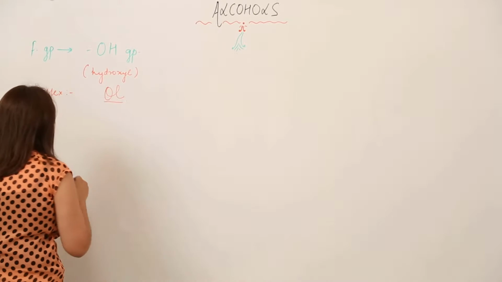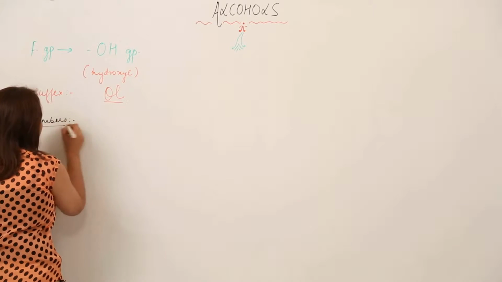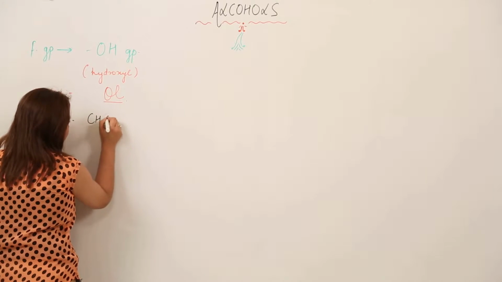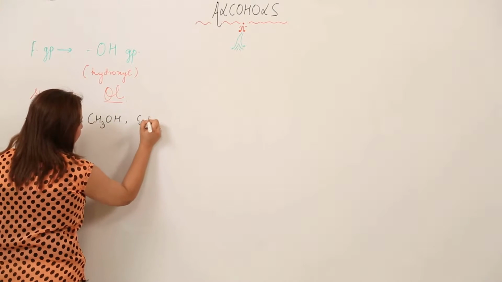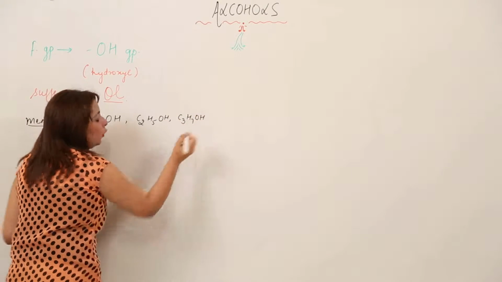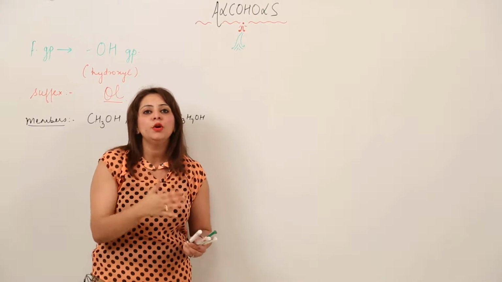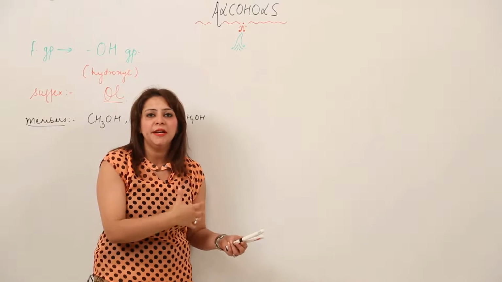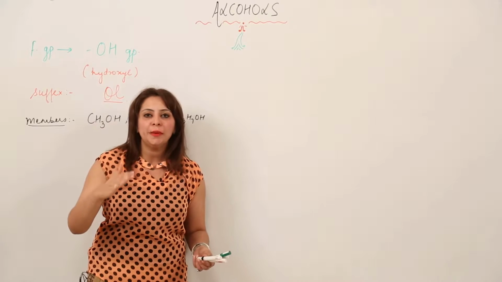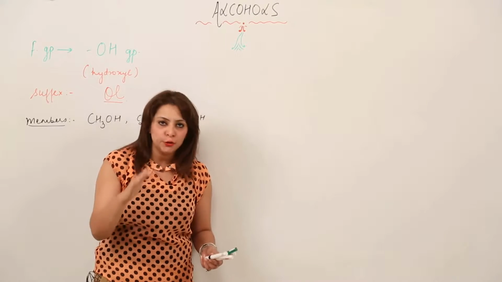So just look at the members. When we look at the members, the first member is of one carbon atom, that is methanol. Second is ethanol. Third, propanol. So this is how we can make many members, starting with the minimum one carbon atom, and we can extend it depending upon the number of carbon atoms in a chain. So the first member is methanol, followed by ethanol, propanol, butanol, pentanol, hexanol, heptanol.